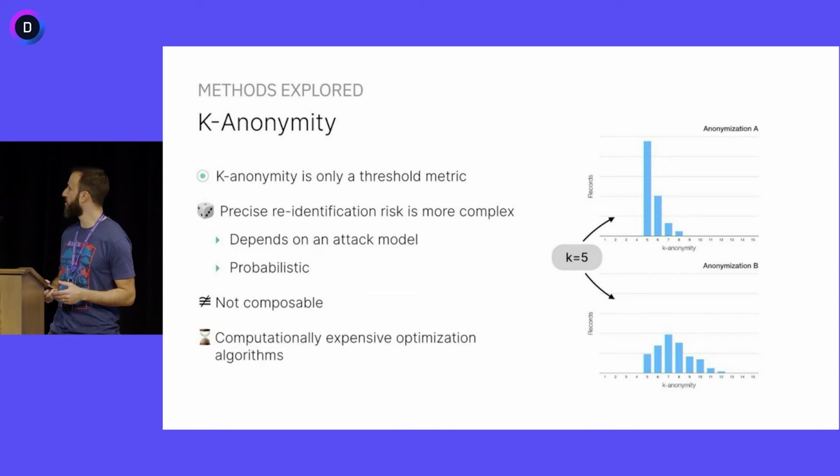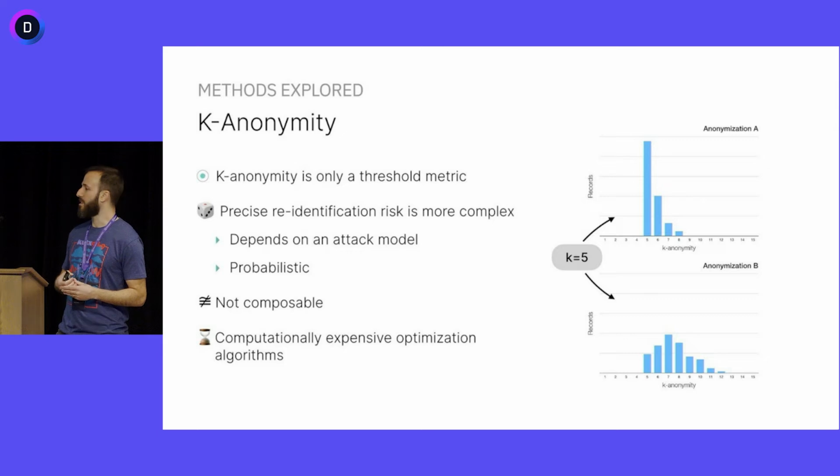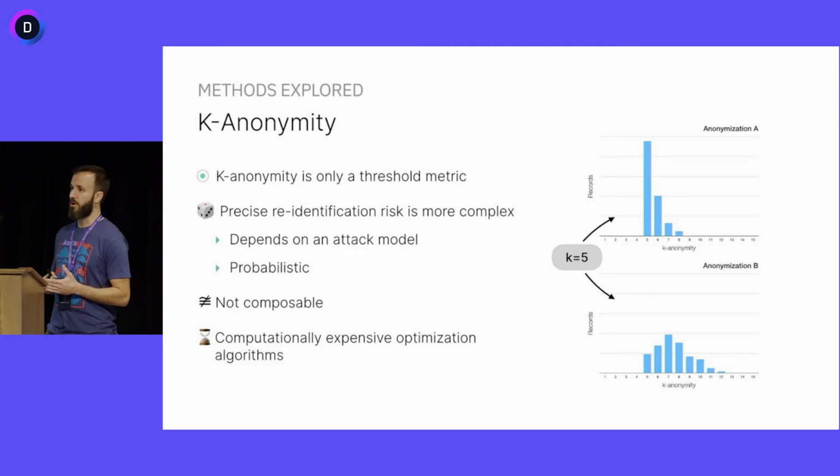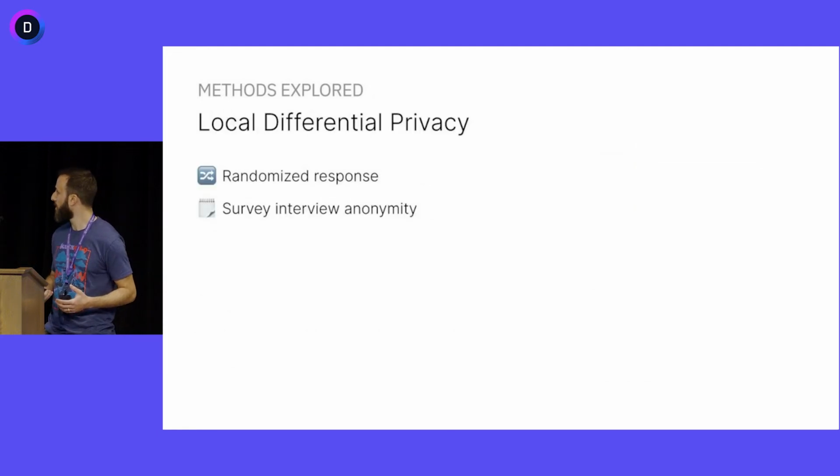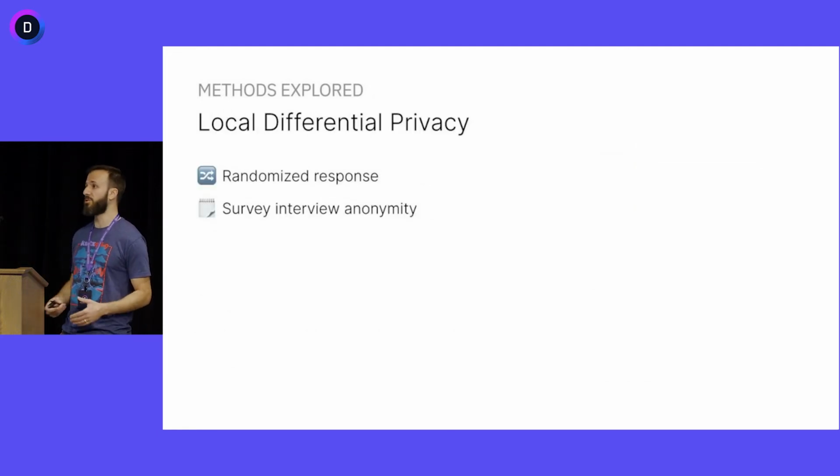And one of the problems that we ran into is the algorithms that are used to generalize data are optimization algorithms. These tend to be quadratic or close to quadratic, so it's difficult to scale. And so this was difficult for us. And so that brings us to local differential privacy.